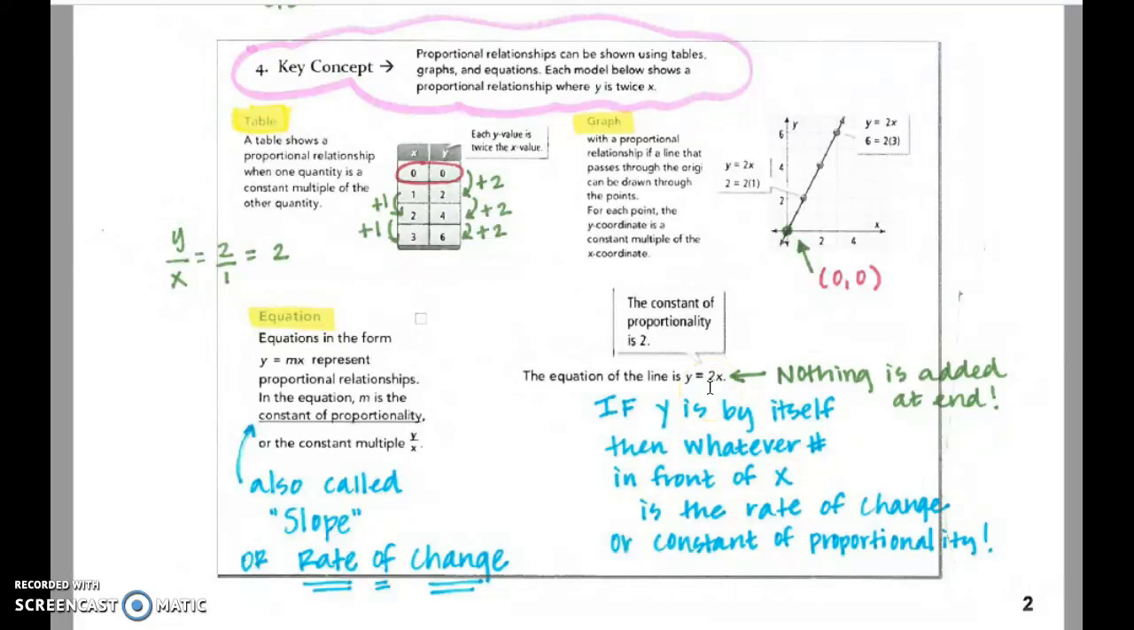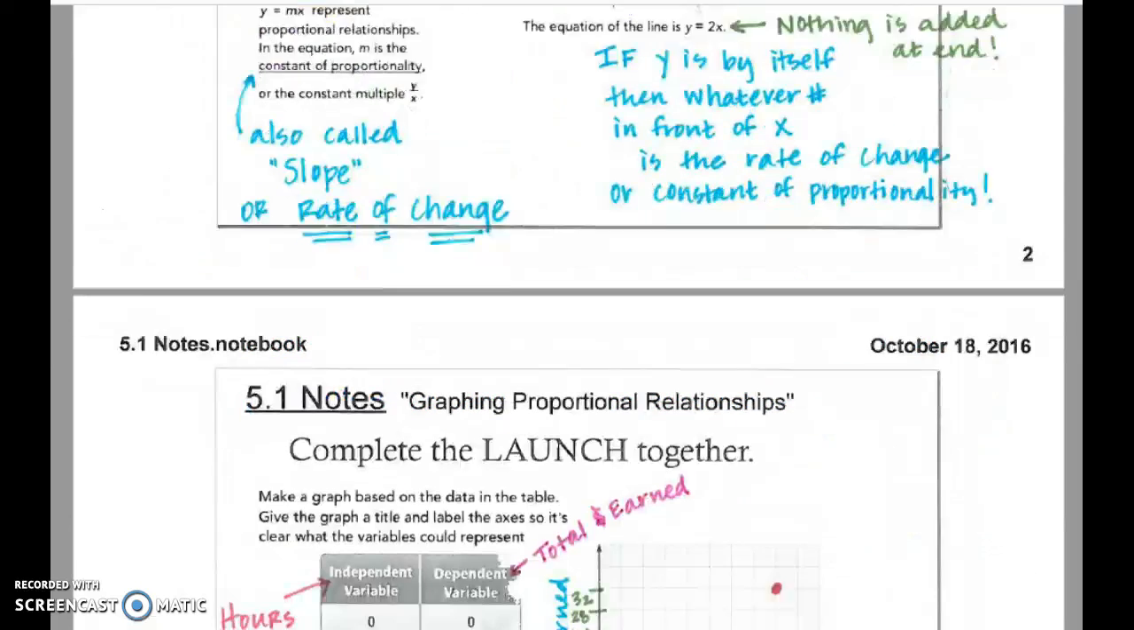And in proportional relationships, nothing gets added to the end. So I can't have something like y equals 2x plus 3, or y equals 2x minus 7. Nothing is added at the end if it's a true proportional relationship. So the most important thing to remember is that whatever's in front of the x is your constant of proportionality, or your slope, or your rate of change, however you want to refer to it.